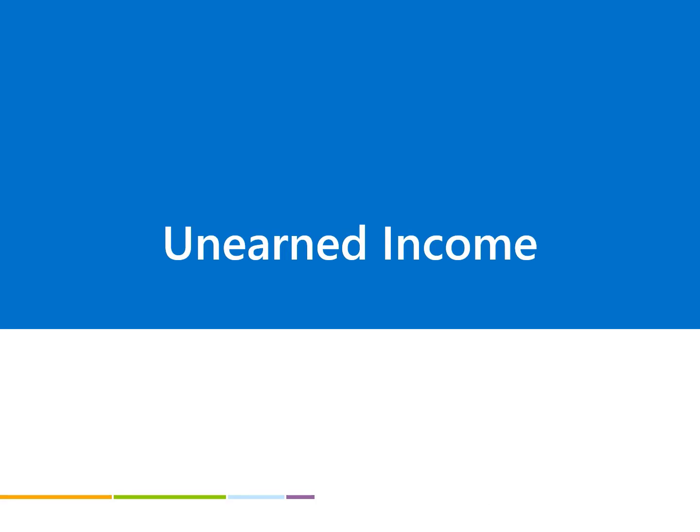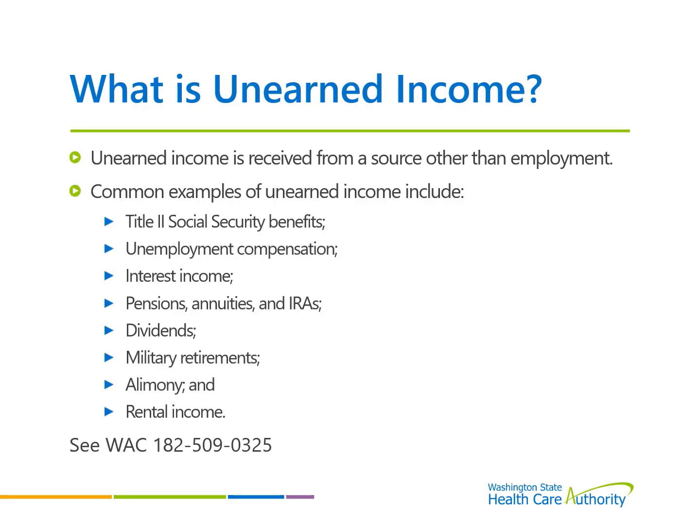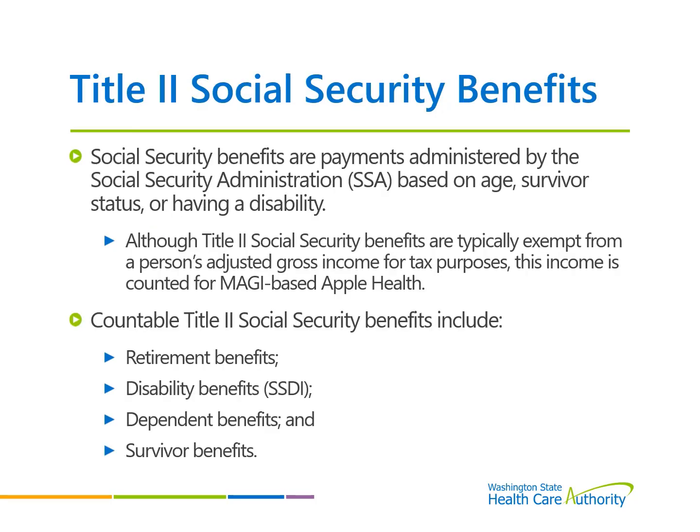Unearned income. In this section, we will go over the common types of unearned income. What is unearned income? Unearned income is received from a source other than employment. Common examples of unearned income include Title II Social Security benefits, unemployment compensation, interest income, pensions, annuities, and IRAs, dividends, military retirements, alimony, and rental income. For more information, see WAC 182-509-0325.